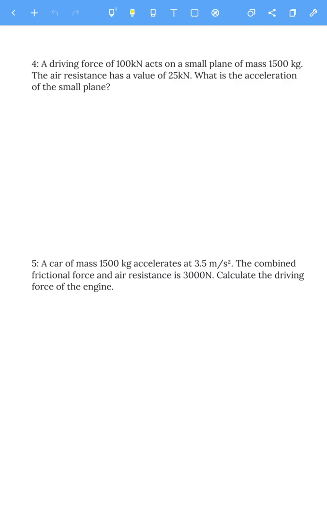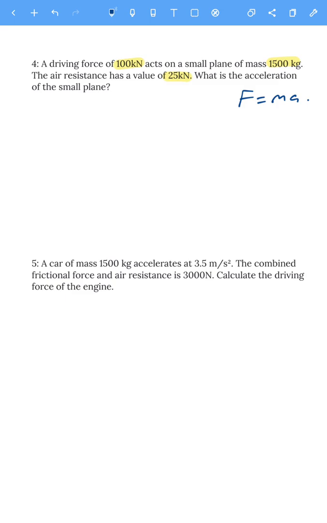So a driving force of 100,000 newtons, so 100 kilonewtons, or kilos are 1,000, so 100,000, acts on a small plane of mass 1,500 kilograms, and there's air resistance which has a value of 25 kilonewtons. What is the acceleration of the small plane? So remember the equation F equals ma. F is the resultant force. So a free body diagram might help.